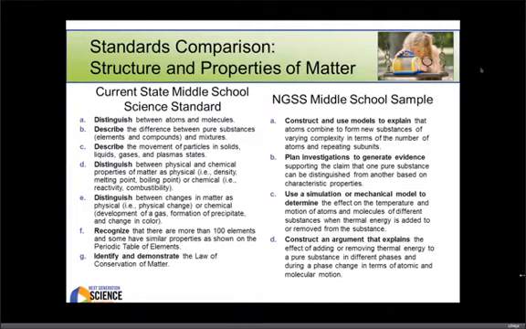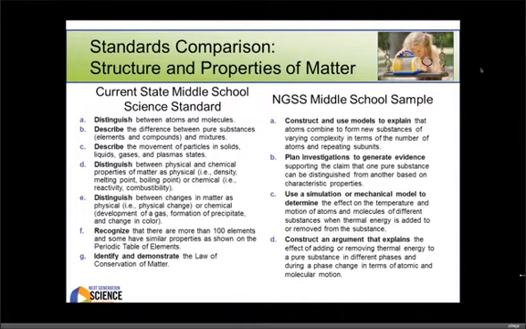And distinguish between atoms and molecules is another one. So they have to be able to point to something that's just a circle and say, oh, that's an atom. Oh, that has several circles. It must be a molecule. Versus in the NGSS, where students are going to be required to construct and use models to explain, plan investigations to generate evidence, use a simulation or mechanical model to determine, construct an argument that explains.